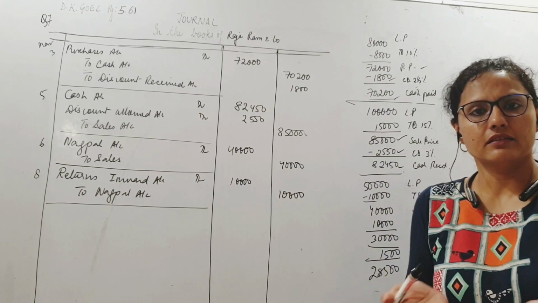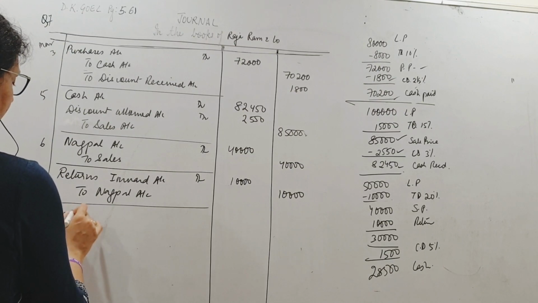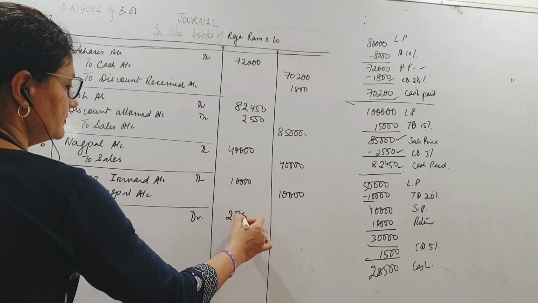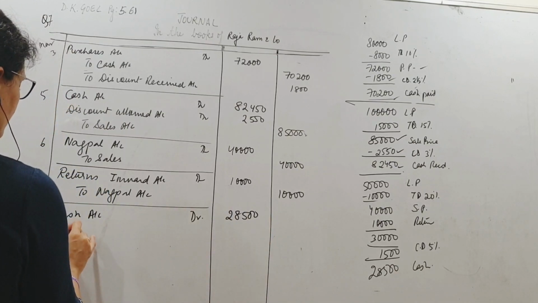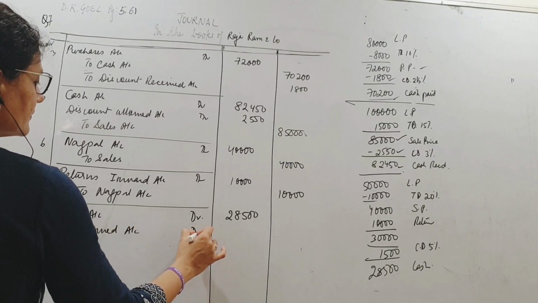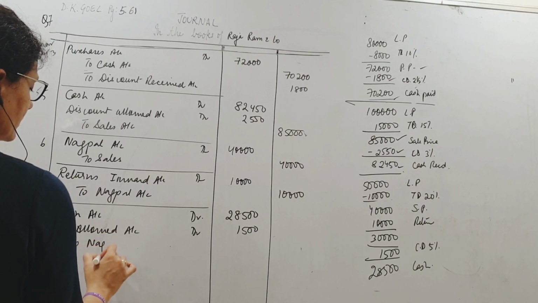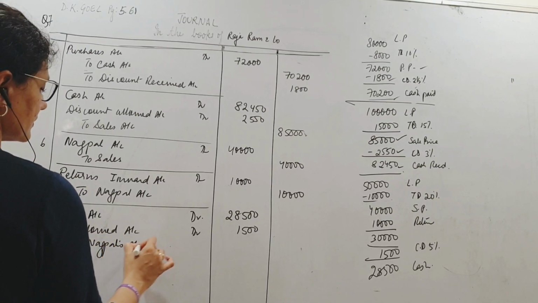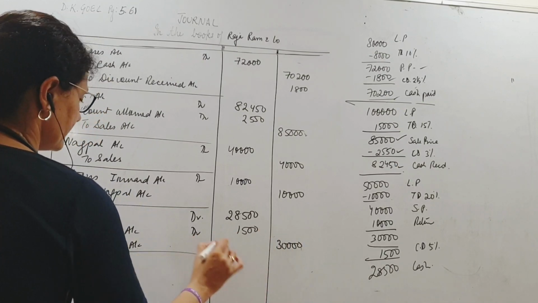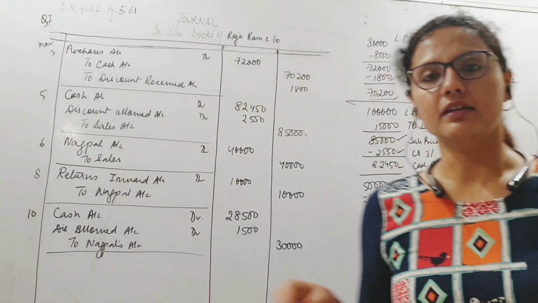Nagpal's account is settled, closed. So I credit him because he is no more a debtor. I am receiving cash, cash balance increasing, so I am debiting it. Discount allowed, an expense, 1,500. To Nagpal's account, entire 30,000. Okay? Being final settlement received from Nagpal.